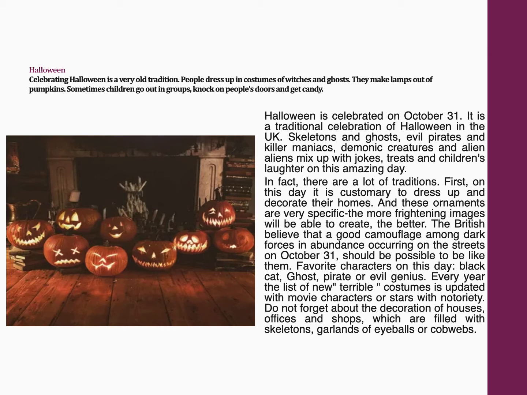The British believe that a good camouflage among the dark forces abundant on the streets on October 31st should be possible, to be like them. Favorite characters on this day: Black Cat, Ghost, Pirate, or Evil Genius. Every year, the list of new terrible costumes is updated with movie characters or stars with notoriety. Do not forget about the decoration of houses, offices, and shops, which are filled with skeletons, garlands of eyeballs, or cobwebs.